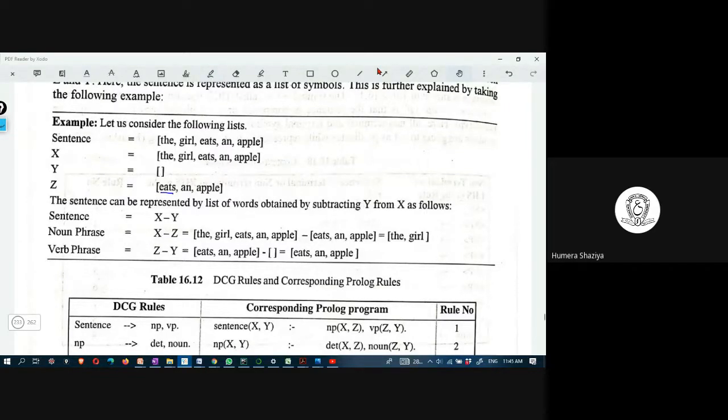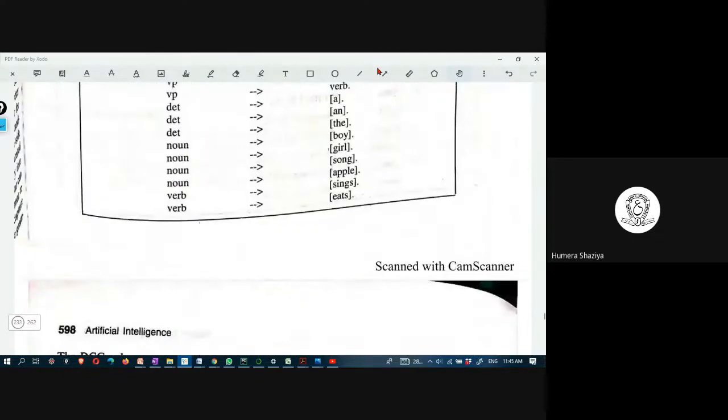If a phrase begins with a preposition, it is a prepositional phrase. If a phrase begins with a noun, it is a noun phrase. Like that, here we know that boy is a noun, girl is a noun, song is a noun, and eats is a verb, sings is a verb.